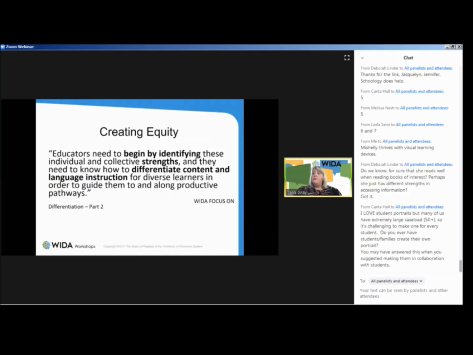All right, so I know I went through that a little quickly, but the gist of everything is that we as educators must create equity in our classrooms. Now, this is a quote from the WIDA Focus on Differentiation that you have access to in the Padlet. And this says, educators need to begin by identifying these individual and collective strengths. And they need to know how to differentiate content and language instruction for diverse learners in order to guide them to and along productive pathways.